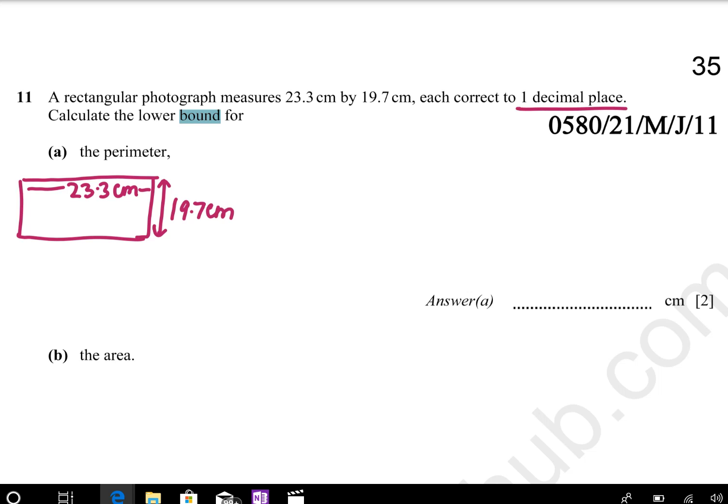So 1 dp, half of 1 dp is how much? So basically 1 dp itself is 0.1, so 0.1 divided by 2 is 0.05. So you're going to ideally add and subtract 0.05 to get your lower bound and upper bound.